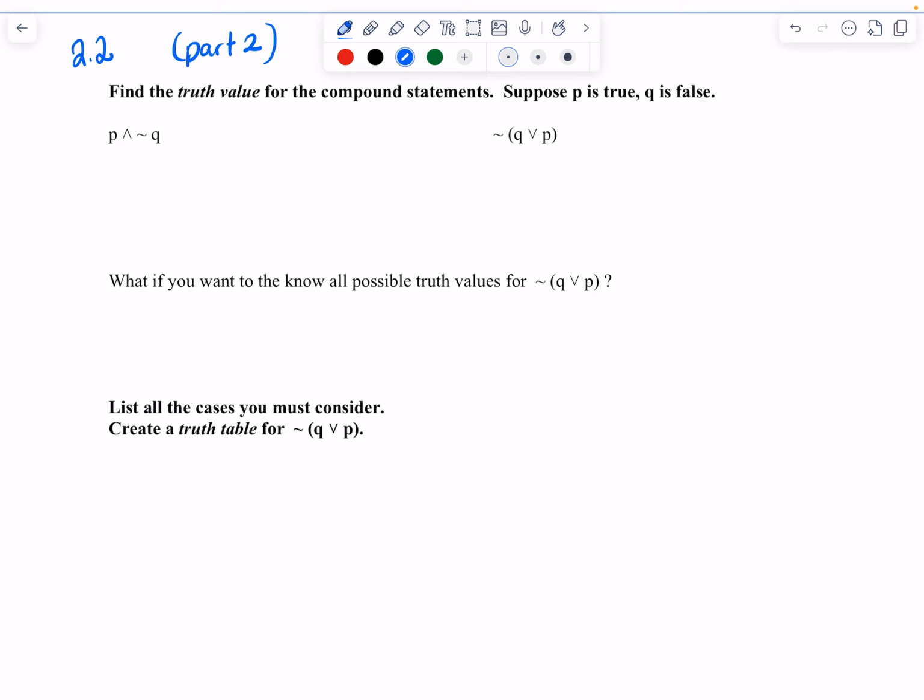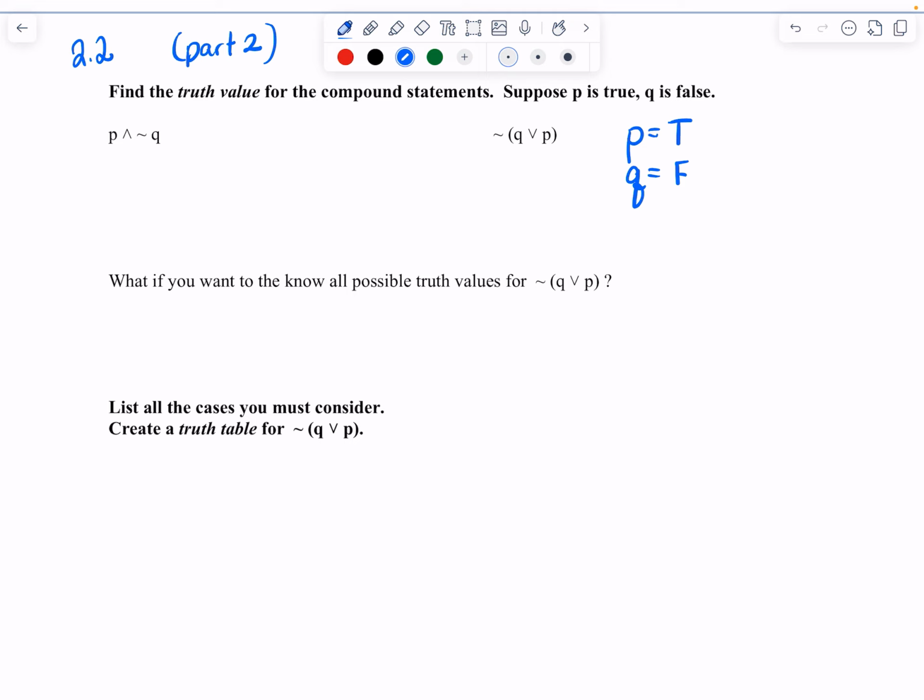Find the truth value for the compound statement. Suppose P is true and Q is false. Now, for this type of question, we do not need to make a truth table because we know that P is true, and we also know that Q is false. So this is merely just plugging things in and seeing what the result is.